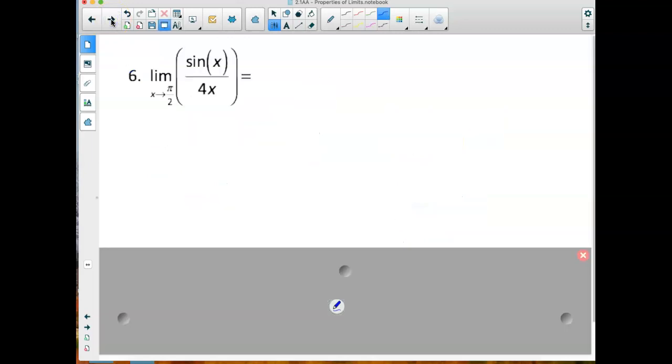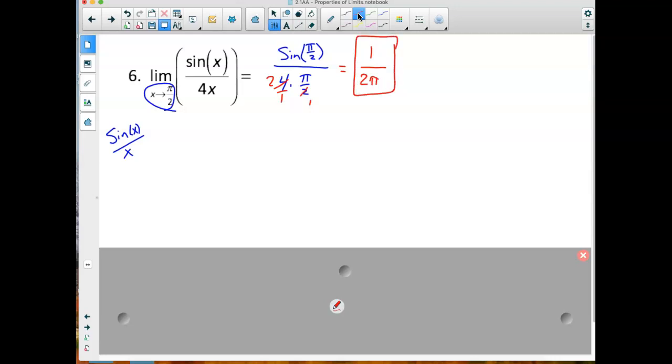And how about here? Don't fall into the trap, guys. Am I approaching 0? If I'm not approaching 0, I do not want to find a form of this. I do not need to. I direct substitute in sine pi over 2 over 4 times pi over 2. What does this equal? Sine of pi over 2, 1. 4 times pi over 2, it's 2 pi. What's my limit? 1 over 2 pi.